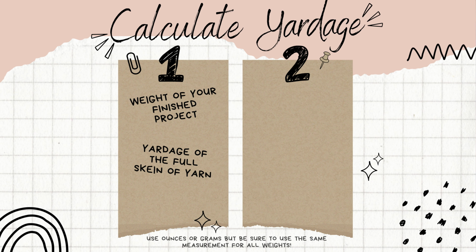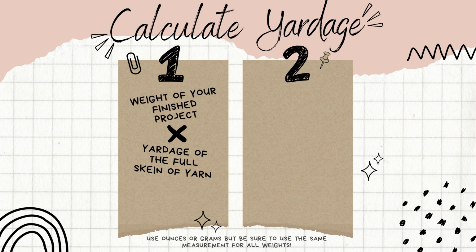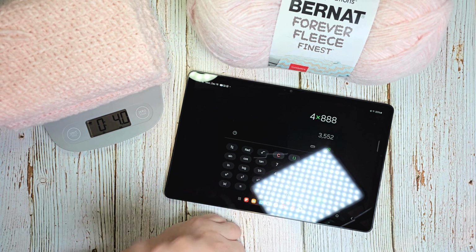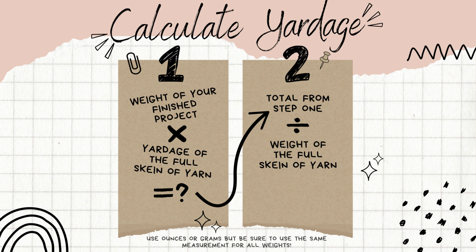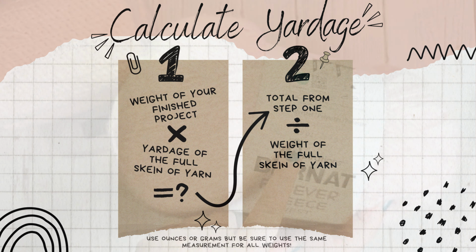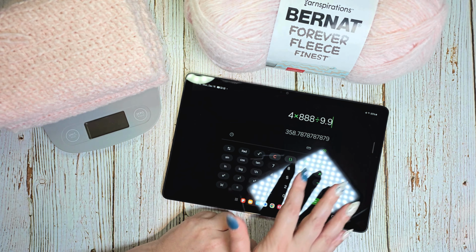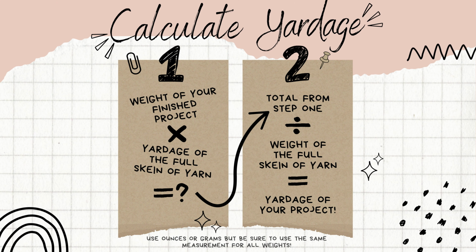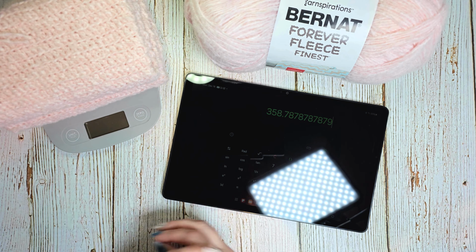And then the next number I am going to need is the number of yards in one full skein. So this skein came with 888 yards. So I'm going to multiply 4 ounces by 888 yards to get my first number, which is 3,552. So now we will take the total from that and divide it by the ounces of a full skein of yarn, which is 9.9 ounces. So I will divide by 9.9 ounces, which means I used 358.7878, which I will just round up to 359 yards to make my leg warmers.